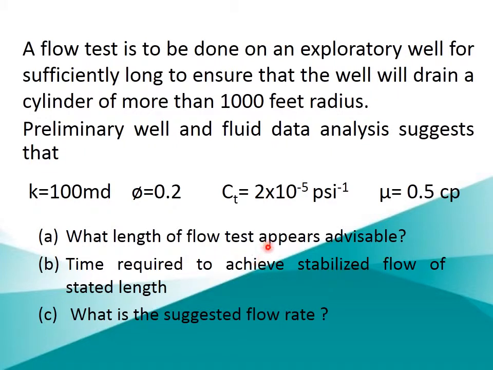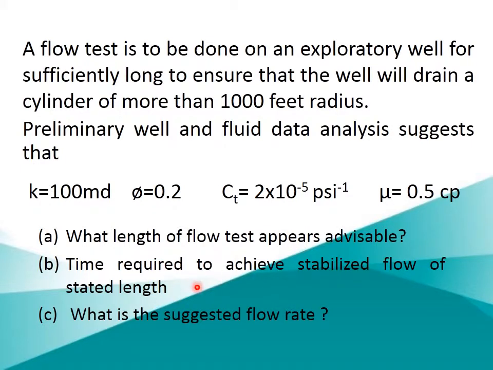Okay, to answer our first question, what length of flow test appears advisable? In the question, it is given that the flow test is to be conducted to drain in a cylindrical method of more than 1000 feet. So the minimum drainage radius should be more than 1000 feet. To answer the first question in A, any value above 1000 feet radius is an acceptable length of flow test.